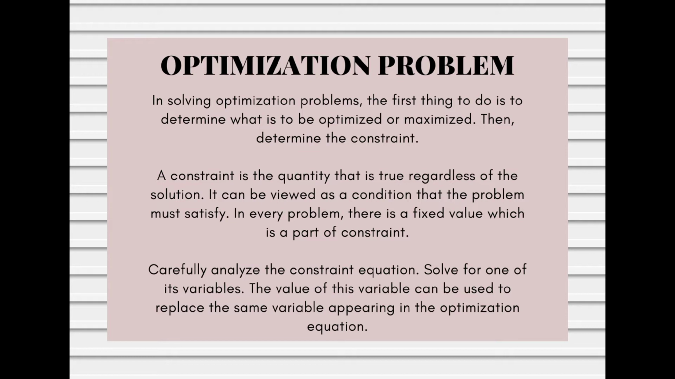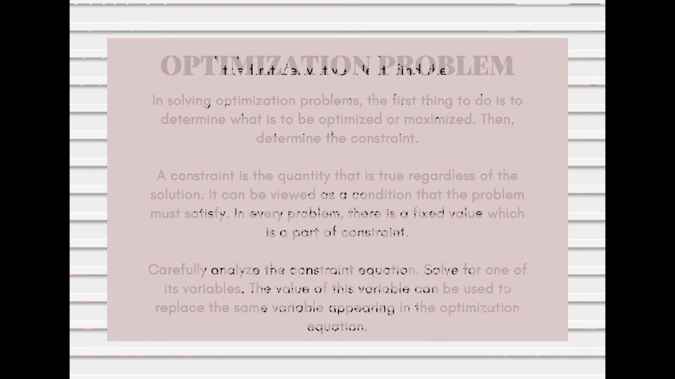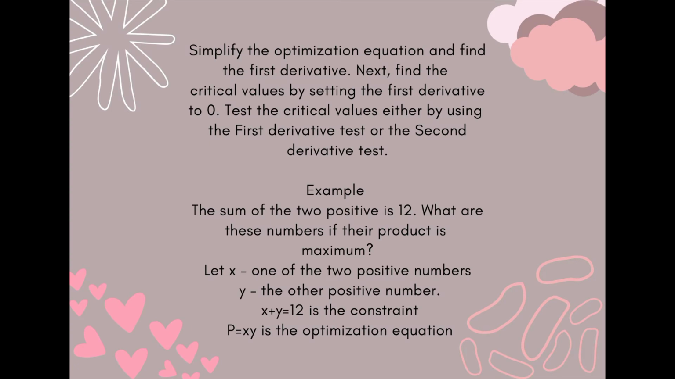Carefully analyze the constraint equation. Solve for its variables, and the value of its variable can be used to replace the same variable appearing in the optimization equation. Simplify the optimization equation and find the first derivative. Next, find the critical values by setting the first derivative to 0. Test the critical values either by using the first derivative test or the second derivative test.